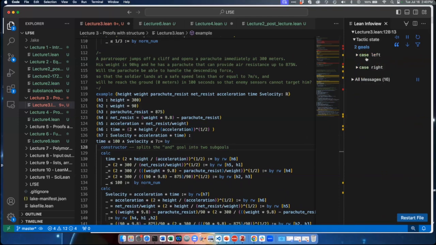It's not enough to simply prove the left side. We need to prove the left side and the right side together. And that's why this tactic state is really helpful. There's 2 goals. We're keeping track of them. We will go and deal with them one by one.